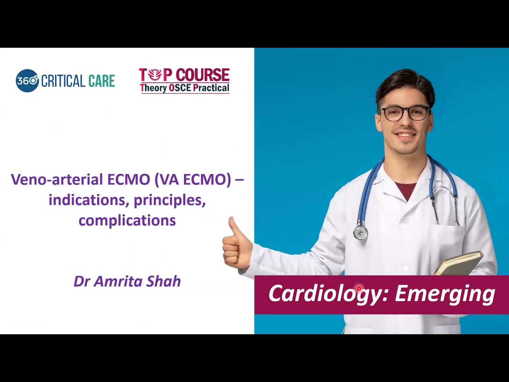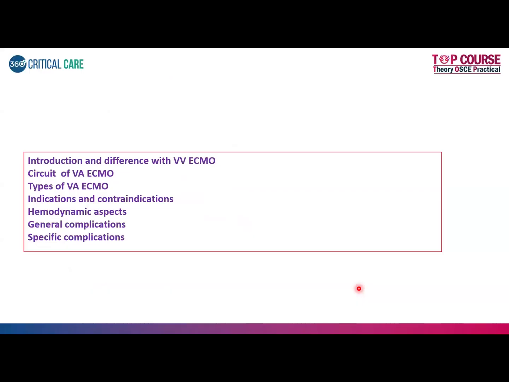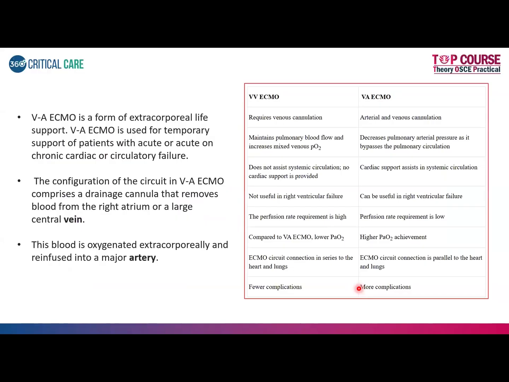VA ECMO. So now we come to what is called VA ECMO, and this will be the flow of my slides. VA ECMO is a form of extracorporeal life support. It is a temporary support of patients with acute on chronic cardiac or circulatory failure. The circuit comprises a drainage cannula that removes blood from the right atrium or the large central vein, and it is oxygenated and then reinfused into a major artery.